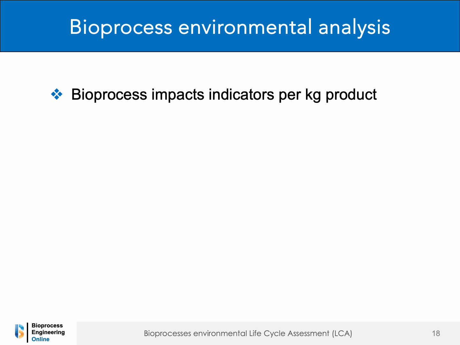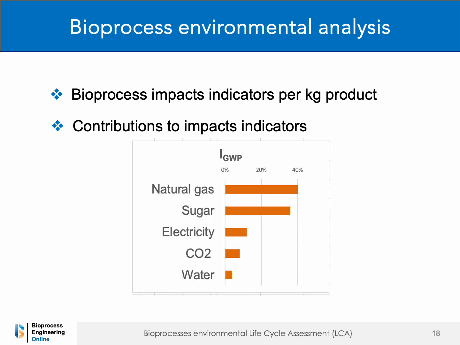In addition to computing the impact indicators per kilogram of product, the bioprocess LCA assessment also provides a ranking of the indicator's contributions from material and energy inputs and outputs. In bioprocesses, the primary contributors to PEC, WAT, and GWP indicators typically include raw materials used in biotransformation, water consumption, CO2 emissions from fermentations, as well as from electricity and gas consumption.